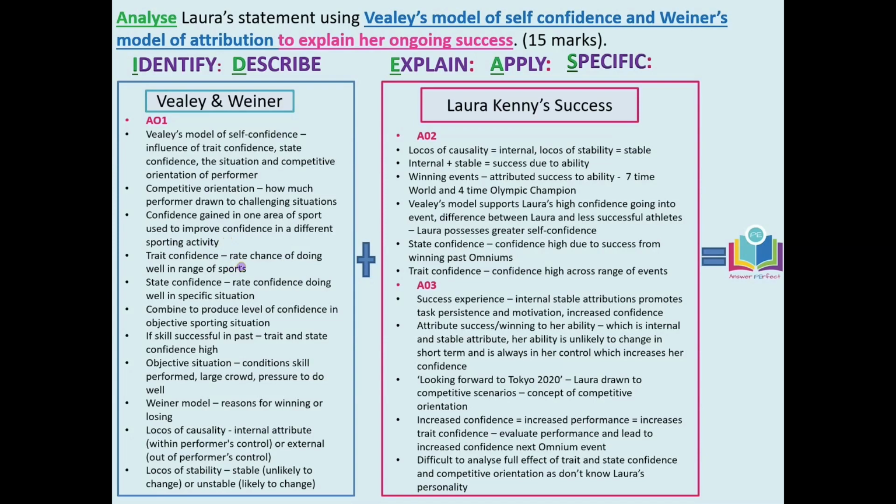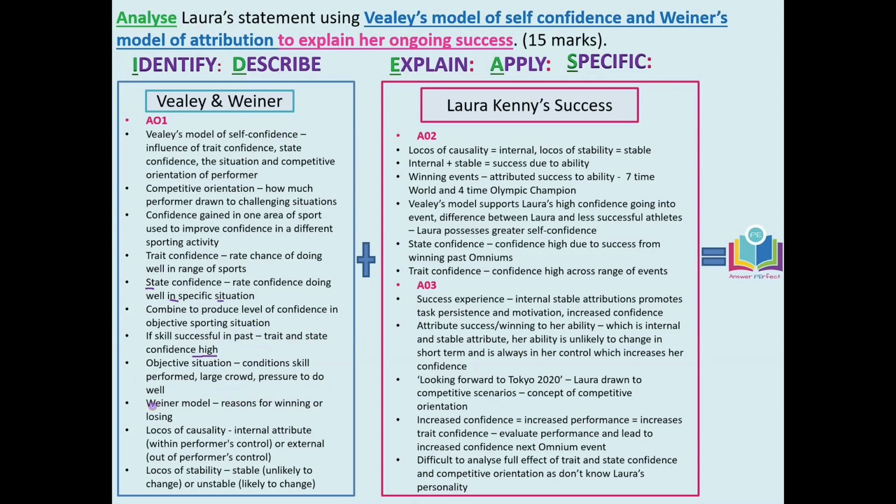Trait confidence, that is where we rate our chance of doing well across a range of sports. State confidence, that's where we rate our confidence doing well in a specific situation. And if you look here, specific, situation and state all begin with the letter S. So that's an easy way to remember that. They combine to produce a level of confidence in an objective sporting situation. If the skill has been successful in the past, our trait and state confidence is going to be high. The objective situation, that's the conditions that the skill's performed in. So, for example, a large crowd and the pressure to do really well.